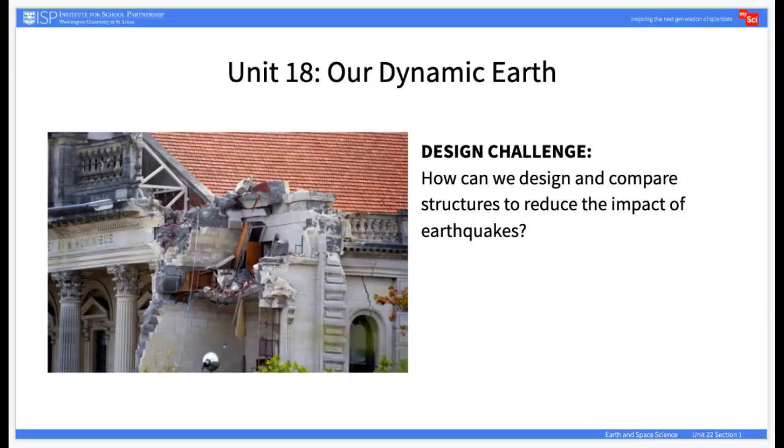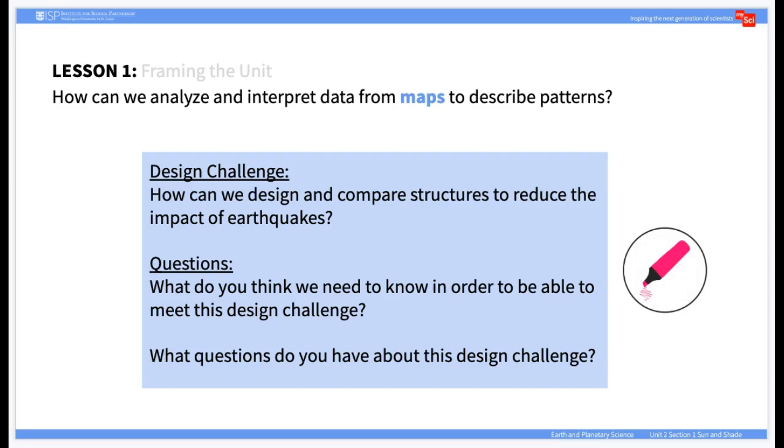During the unit, students will focus on the design challenge. How can we design and compare structures to reduce the impact of earthquakes? What that means is that students are going to design and build an earthquake-resistant building, test it using a shake table, and refine their design based on how successfully it performed. The students will determine how the structure and types of materials used in construction can minimize the destruction caused by earthquakes.